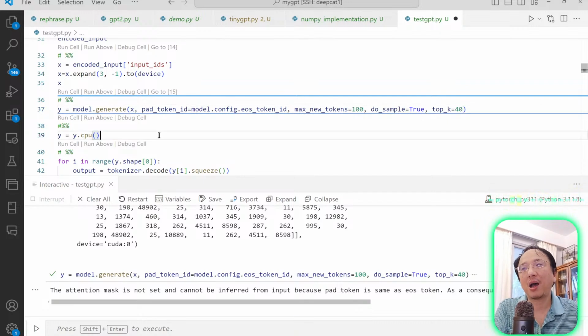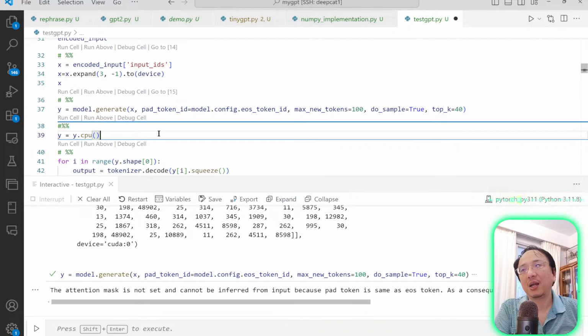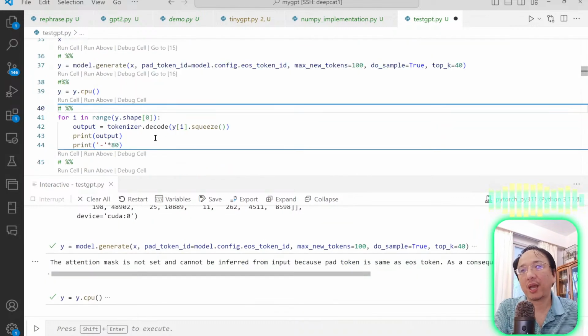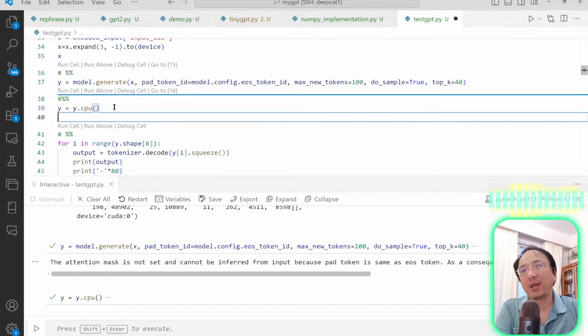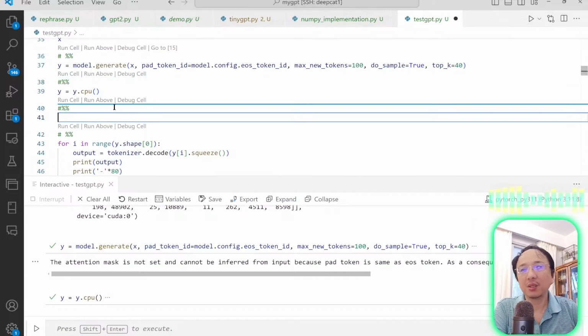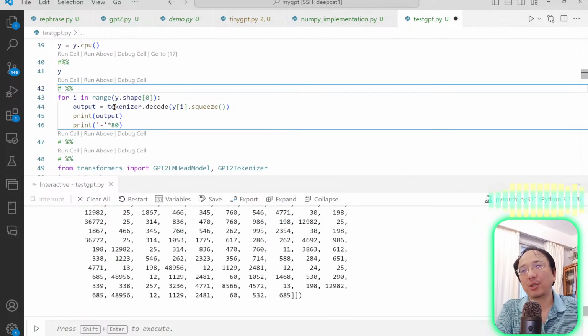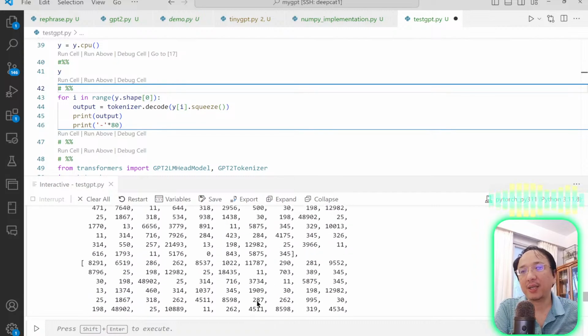Okay, so after we generated the things, let's see what we get. So get the Y here. In fact, you can see the result of Y. It is also a sequence of integers.